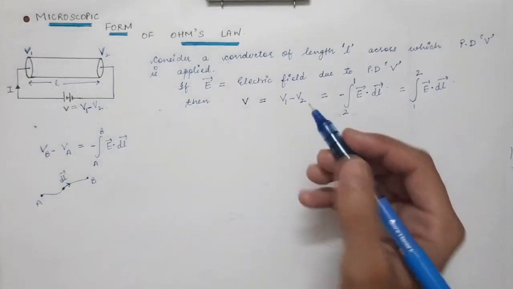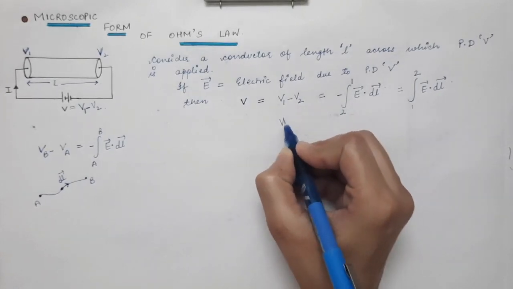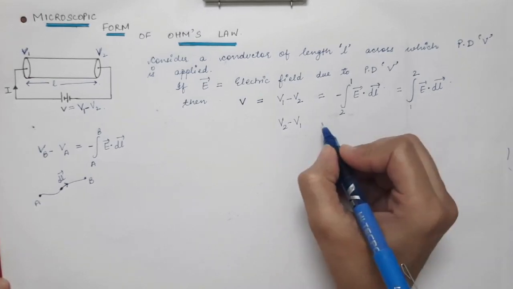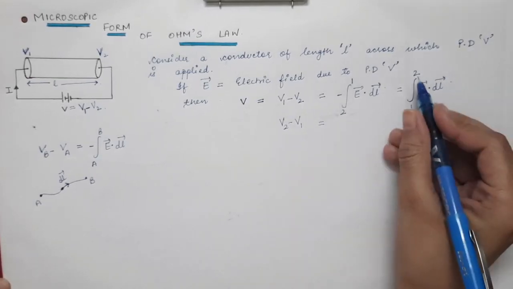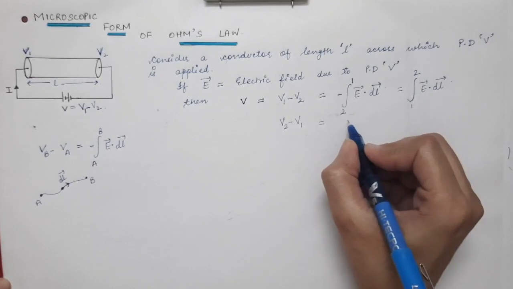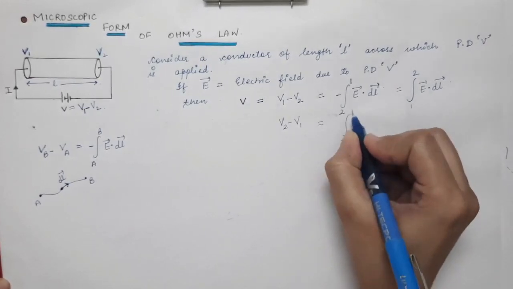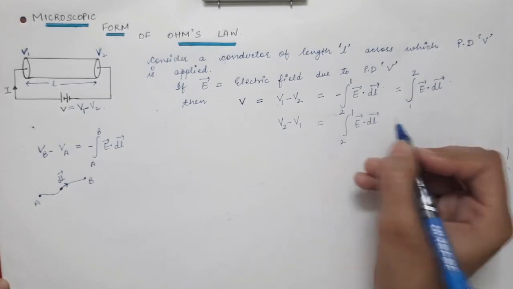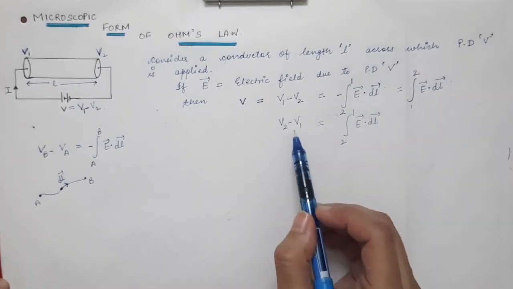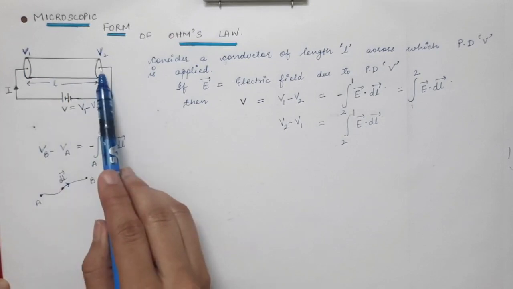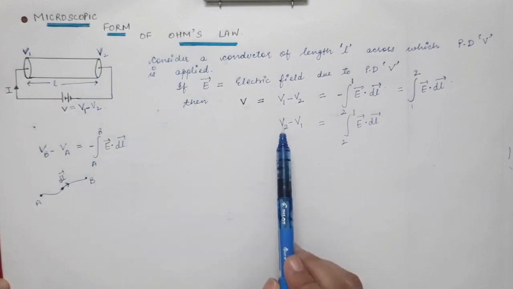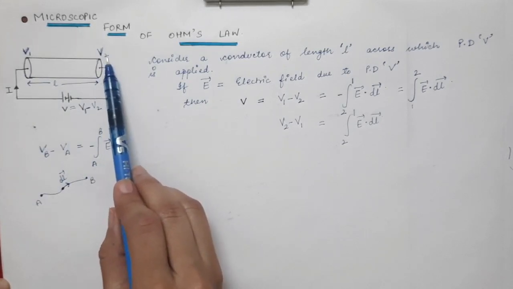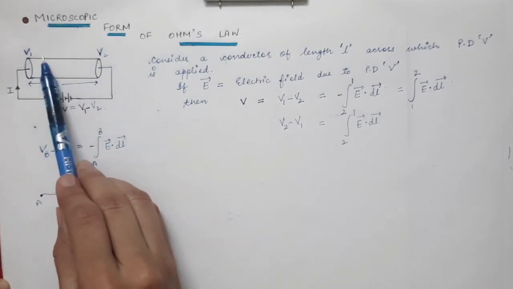Now in this case, let's suppose you are having V2 minus V1, and that will be equal to, you will just inverse the limits, from 2 to 1 integral of E vector dot product with DL vector, and you are going from this point to this point. So potential difference will be V2 minus V1.